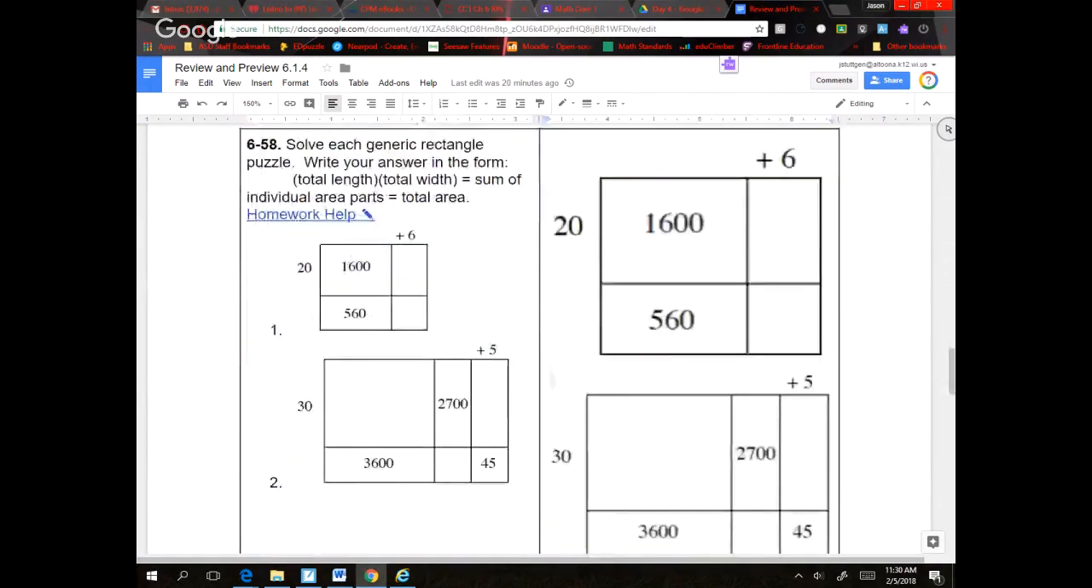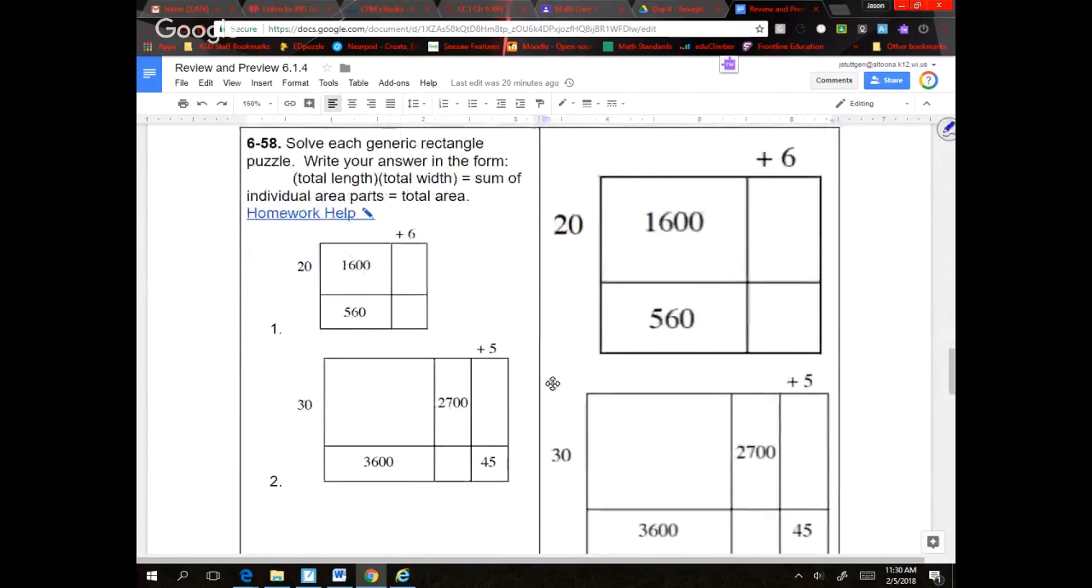Generic rectangles. All you have to do is fill in the missing sides and find the areas. I'll do the first one for you and maybe start the second one, but then you're going to have to be on your own to solve that one. So I think this one here is probably the easiest one to figure out. 20 groups of 6 is 120. Now I have to do some solving. 20 times something will get me 1,600.